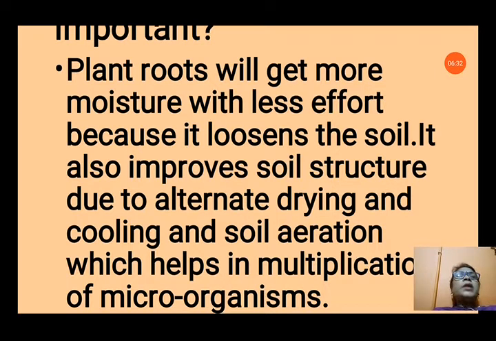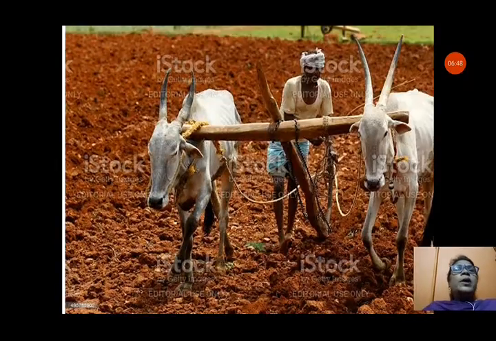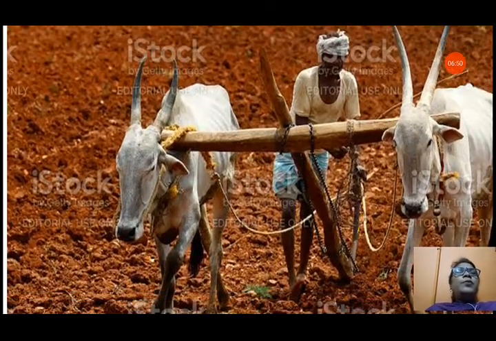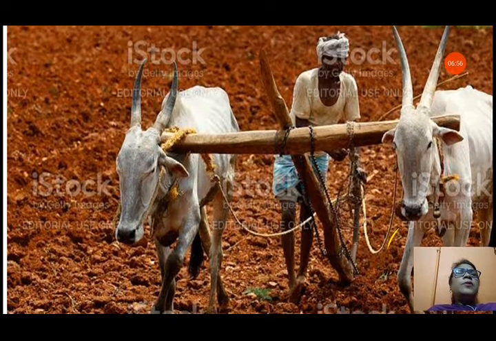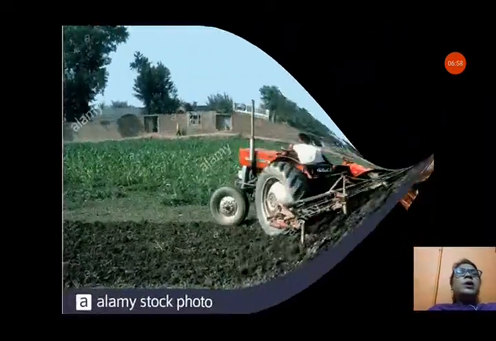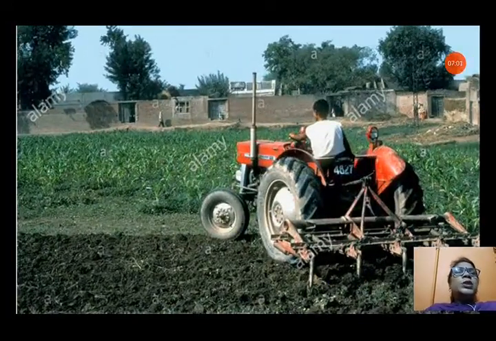That means the soil is drying and cooling, then it gives the soil aeration very nicely, which helps in multiplication of microorganisms. The microorganisms get proper air and they can grow well in the soil and they help the plants to grow. You can see the old method, that is oxen are used for plowing the field. Here you can see the farmer. Now next you can see the modern method, the tractor is used to loosen the soil. It is the fast method and it is used in big farms where manual plowing is very difficult.